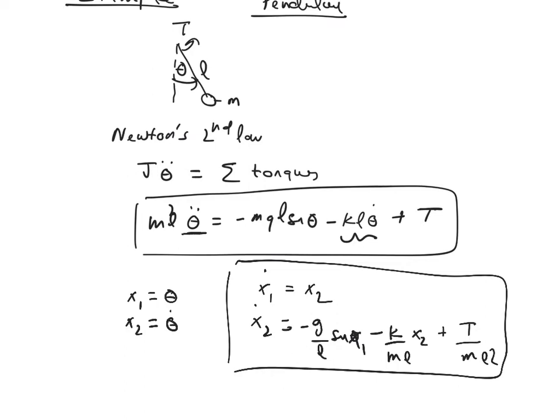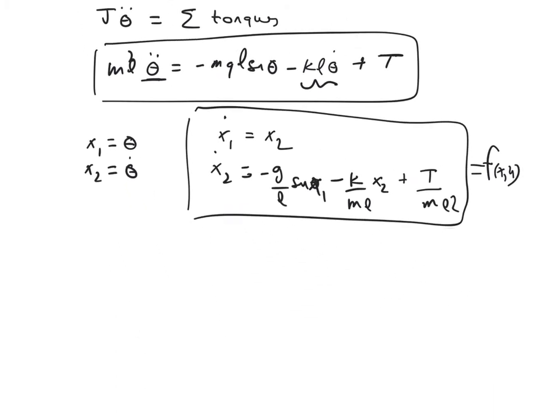So going from there, that is your f of x, u, right? This is your f of x, u. Now you can find equilibrium points. The equilibrium point will be x1 dot equals 0. That means x2 equals 0, right? So if x2 equals 0, and let's say your u equals 0, that means there is no torque, so it will be minus g by L sine of x1 equals, because x2 is 0, equals 0, right?